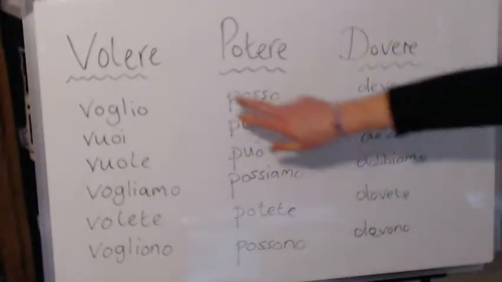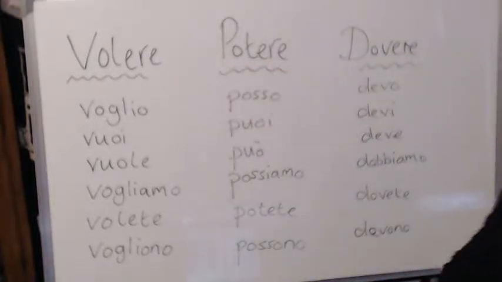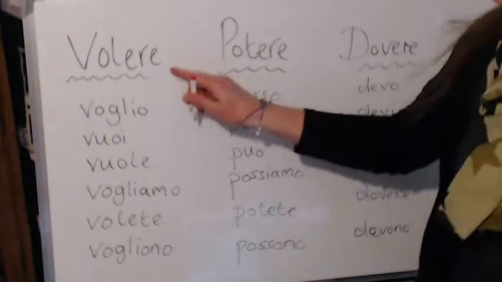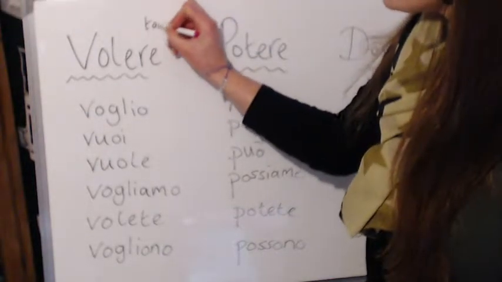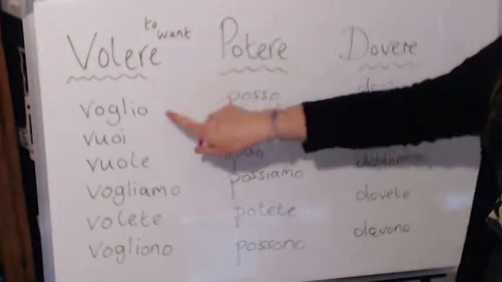So let's start off with volere. What did this mean? Che cosa significa? Questo verbo, molto utile questo, it means to want.